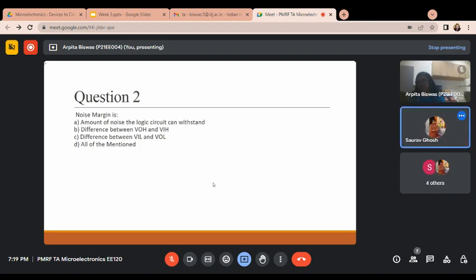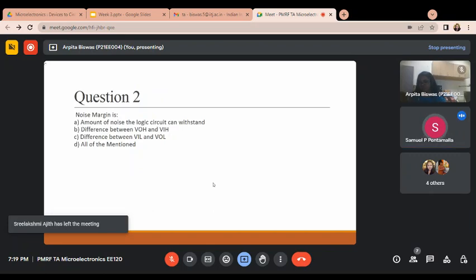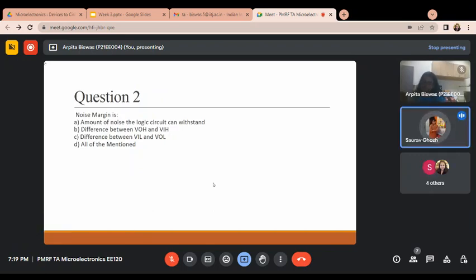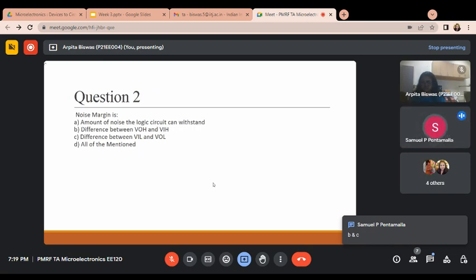Okay. Can you explain? Ma'am, because basically, as sir has told, VOH minus VIH is the noise margin high, and option C is for noise margin low, and the above is the definition, that is the noise the logic circuit can withstand. So yes, all the three are coming as noise margin. So I think option D, the last option, will be the right one.